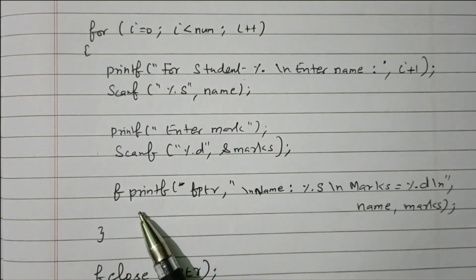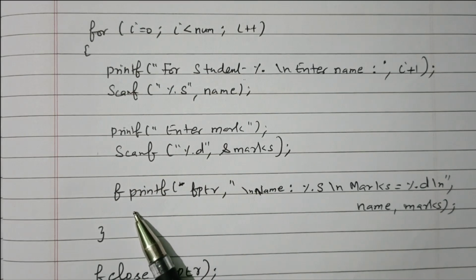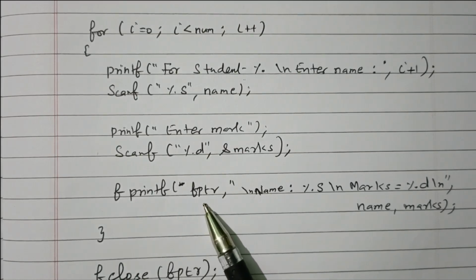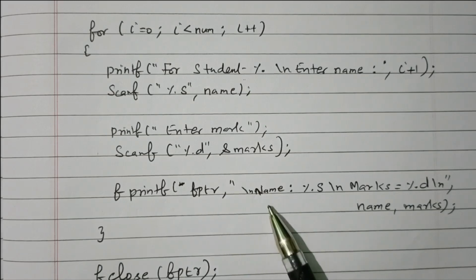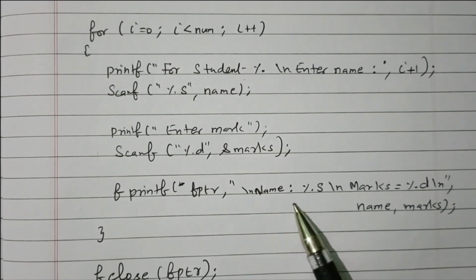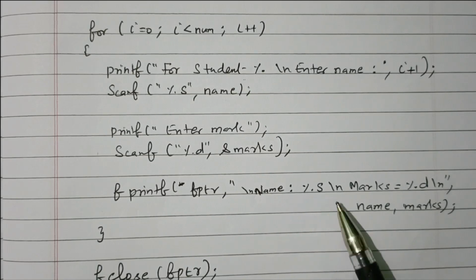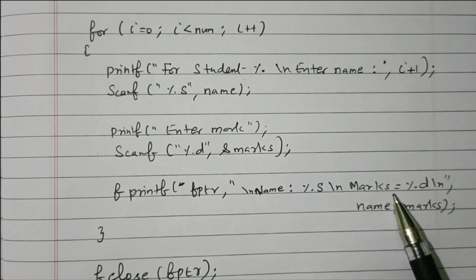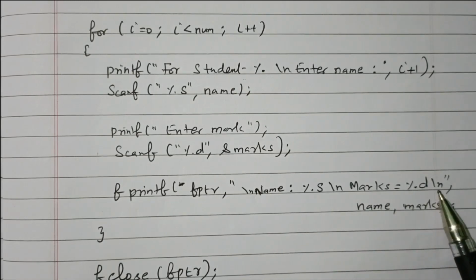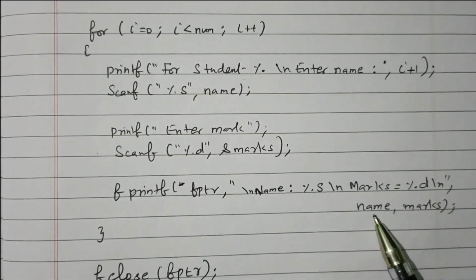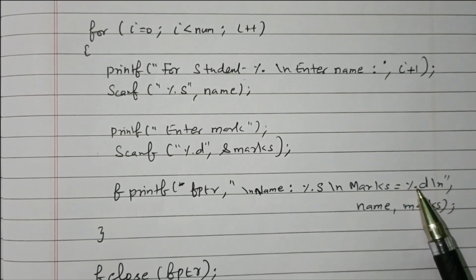Now we can write these two data in the file, not print. Normally we'll print, but we are going to print the data in a file. So fprintf. In fprintf, you have to refer the file pointer, fptr. Name: what is the name? %s. Next line, mark equal to %d. Next line. So this %s refers name. Here the name will be printed. %d refers integer type, mark. The mark will be printed one by one.